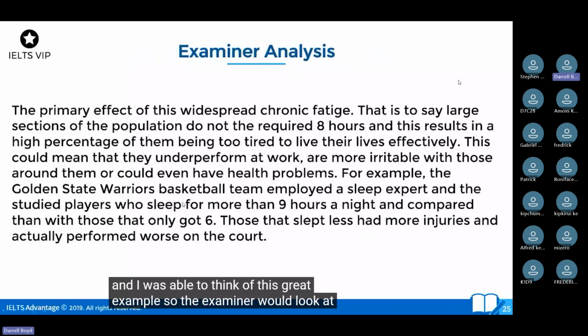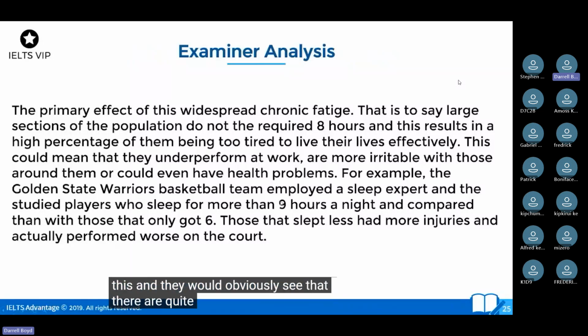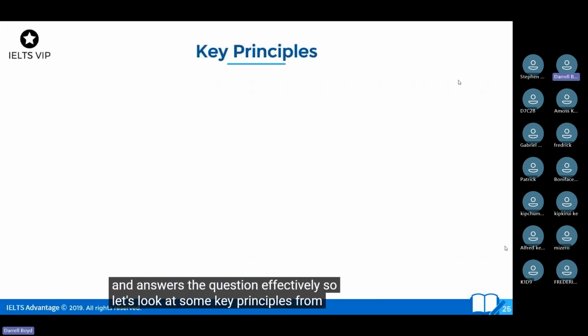So the examiner would look at this and they would obviously see that there are quite a few small grammar and vocabulary mistakes, and they would mark them down for that. But they would look at this and see clear topic sentence, clear explanation, clear example, very, very good example that helps the reader understand their point of view and answers the question effectively. So let's look at some key principles from this.